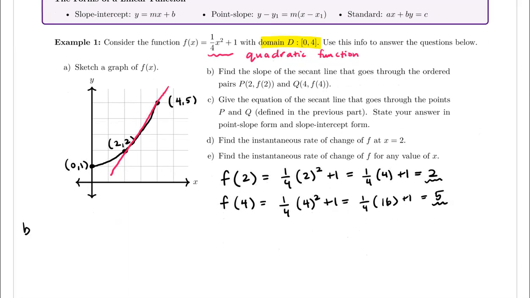I'm going to start off by using the slope formula. So this is for part B. We have the slope of the secant line is equal to, I can label these, I'll label this x2, y2, x1, y1. So I have 5 minus 2 over 4 minus 2, and that is 3 over 2. So there is the slope of our secant line.